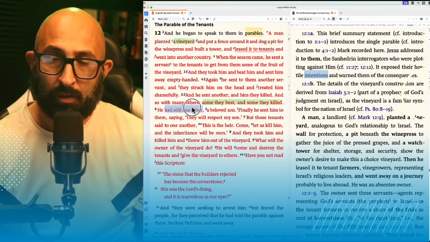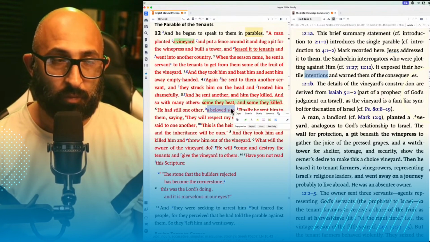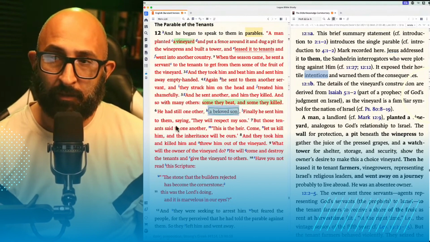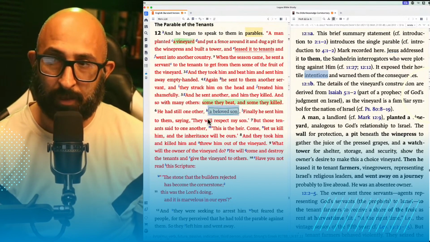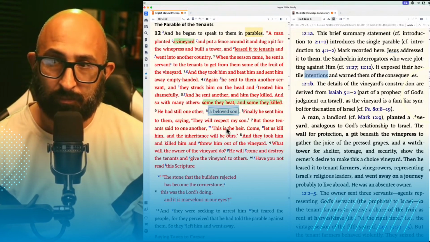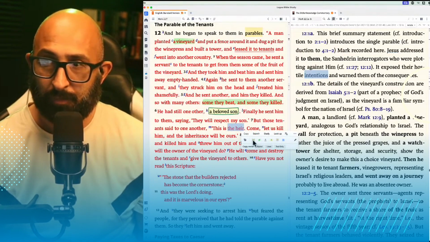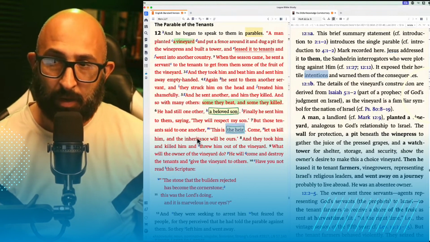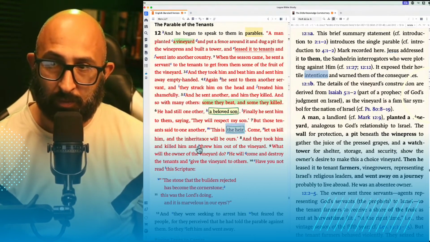He had still one other, a beloved son. So servants, and then he's got a son. So we're going to highlight the son. Finally, he sent him to them, saying, they will respect my son. But those tenants said to one another, this is the heir. That's the same as the son, the heir. Come, let us kill him, and the inheritance will be ours. And they took him and killed him and threw him out of the vineyard.